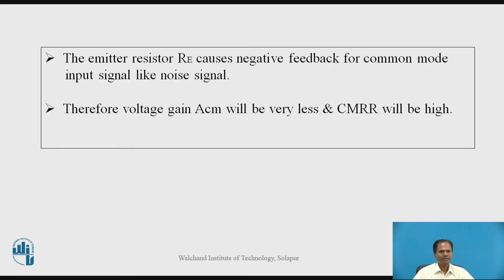The emitter resistor RE causes a negative feedback for a common mode input signal like a noise signal. A noise signal is an electrical signal having random frequency and random amplitude, which is present everywhere in the surrounding atmosphere. So RE causes a negative feedback. Therefore the common mode voltage gain ACM will be very less, and the CMRR, common mode rejection ratio, for a differential amplifier will be very high.